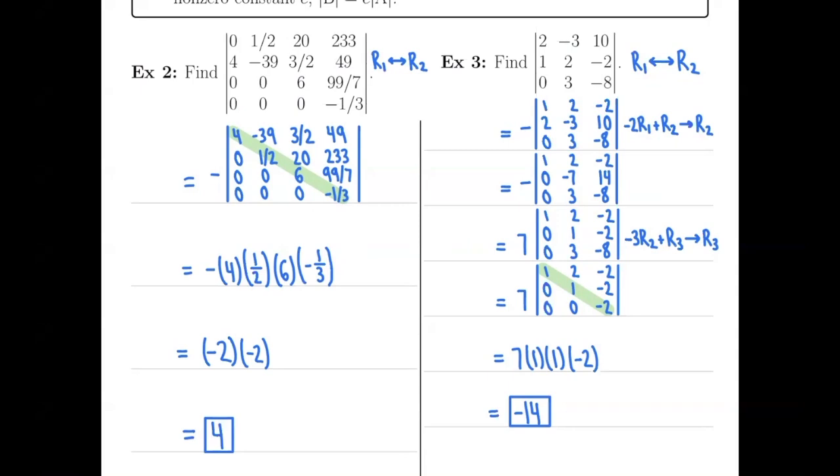Perfect. So the method of using elementary row operations to reduce a matrix to triangular form is usually faster than cofactor expansion along some row or column. So 100% I would do it this way on an exam if you're allowed to.